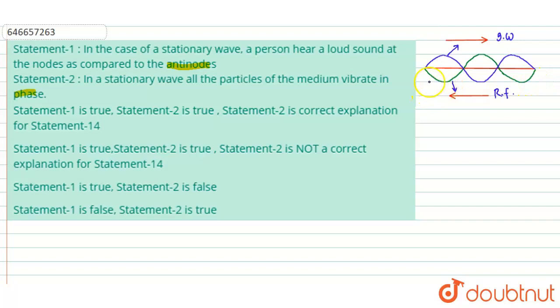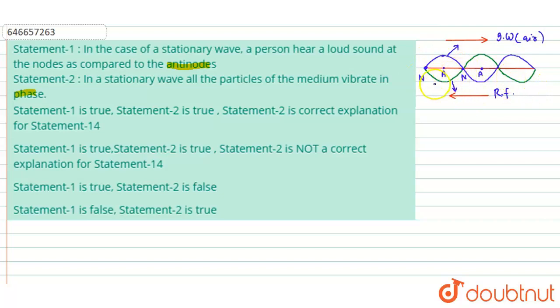Now let us see what will happen. This is simply called a node, and this point is called an antinode. Now let us examine the pressure variations at node and antinode. Similarly, this will be a node, and again this will be an antinode. Now let us see a disturbance traveling in air. I'm talking about a stationary wave in air. So this is an incident wave, a disturbance in air, and this is a reflected disturbance. Due to their superposition, a stationary wave results.